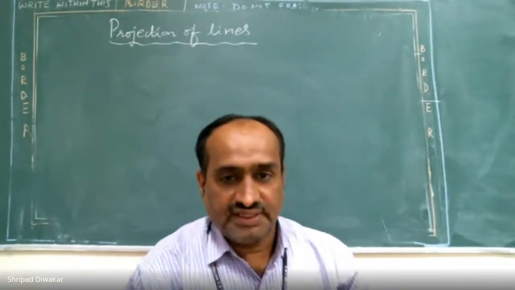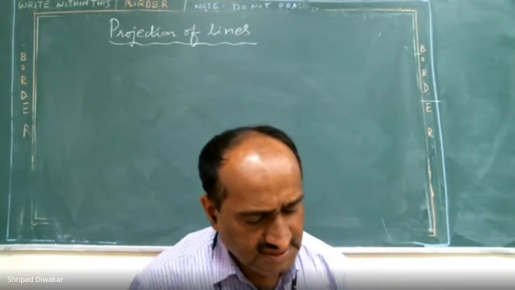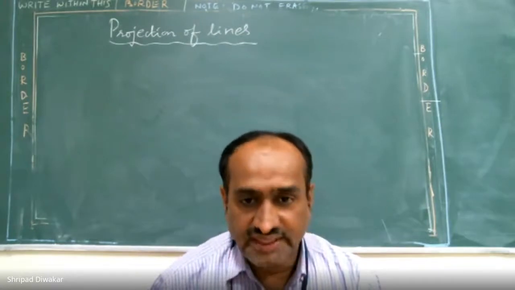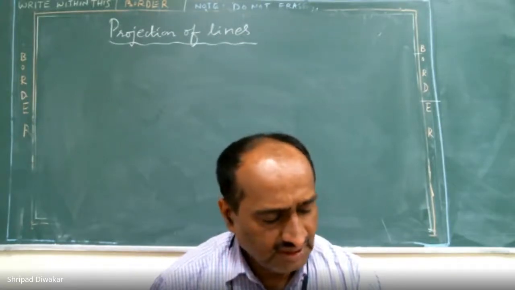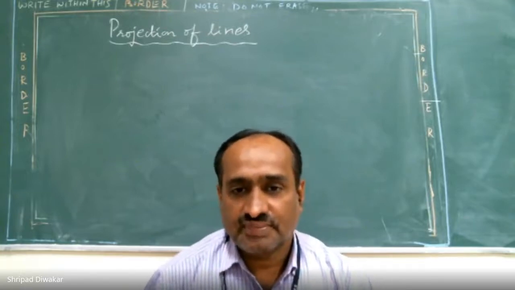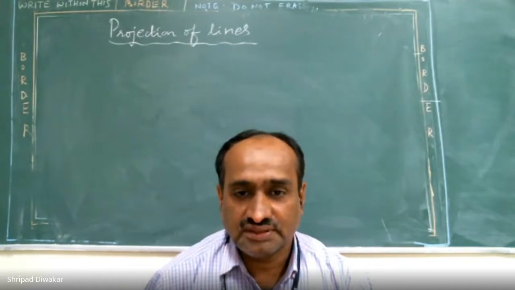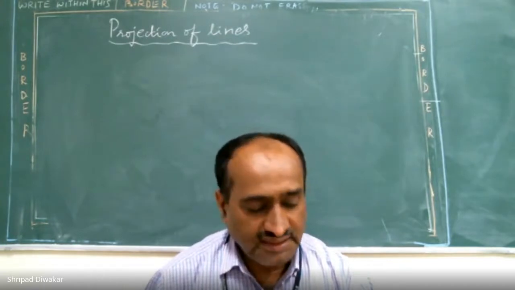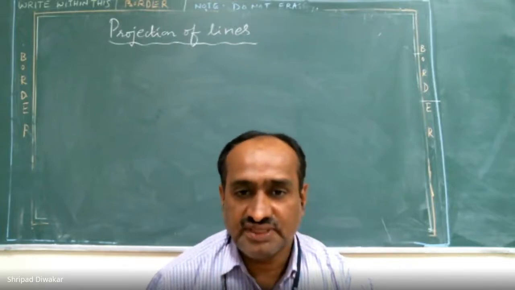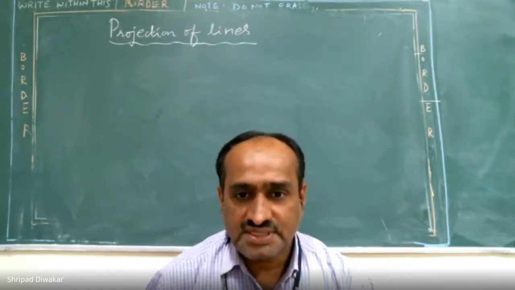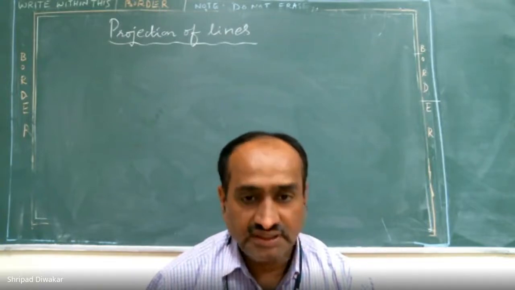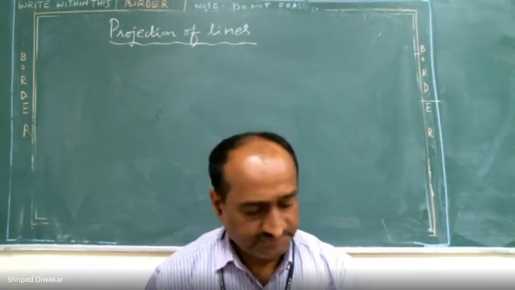So we can define a straight line as the shortest distance between any 2 points, and it is unidimensional, having only a length. Understood? So a point has no dimension. On the other hand, the line or straight line is the shortest distance between any 2 points, and it is unidimensional in nature, having length. Okay.